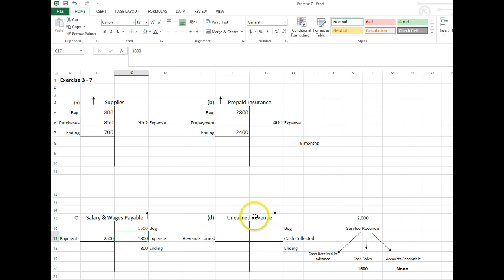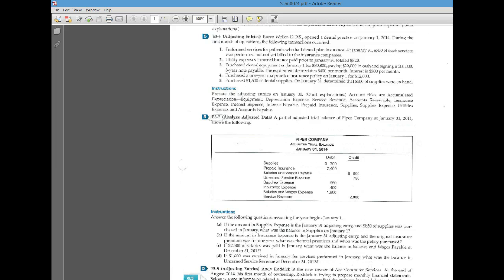All right, last one has to do with the unearned revenue account. So let's go look, see what they want us to do. If $1,600 was received in January for services performed in January, what was the balance in the unearned service revenue account? And again, notice it's December 31st, 2013, so they're really asking for what was the beginning balance. Well, let's look at the related accounts. We know the ending balance of unearned revenue is 750. We know service revenue is 2,000, and again, we know cash collected for revenue was 1,600.